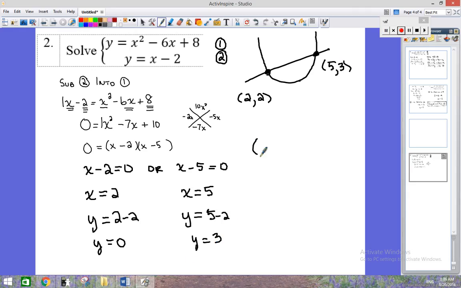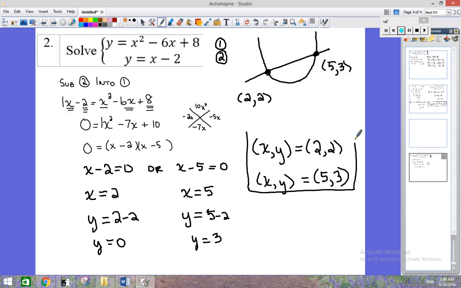So you had one point, and we give the x, y as the order, and they refer to that as an ordered pair. So we have one point, and we have a second point, and those are our two answers for this.